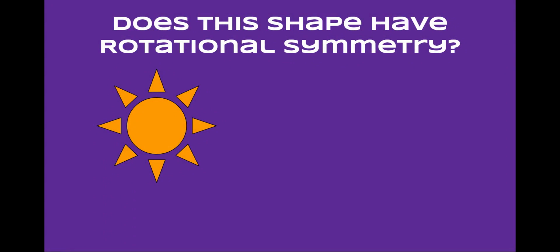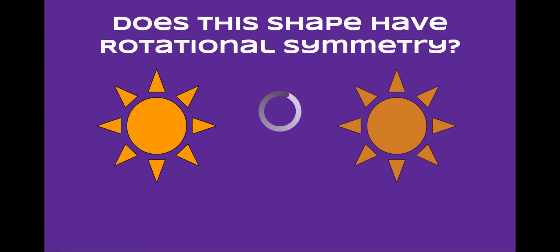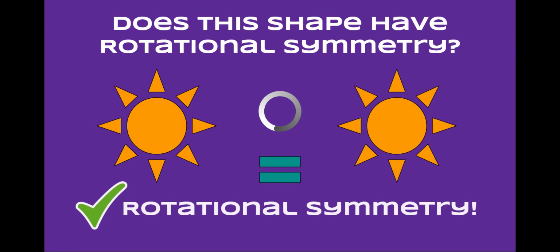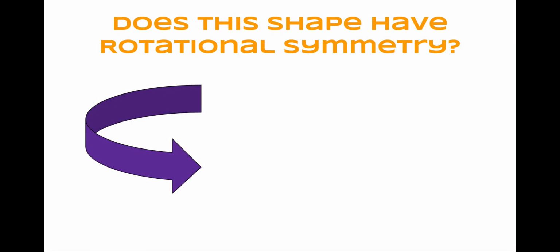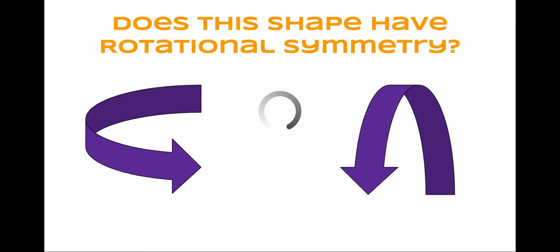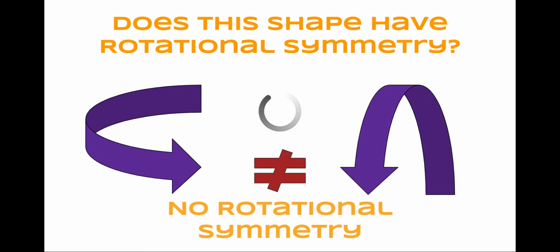How about this sun? Does it have rotational symmetry? Absolutely. Okay, last one. Does this shape have rotational symmetry? No rotational symmetry here. Look at how different the two arrows look.